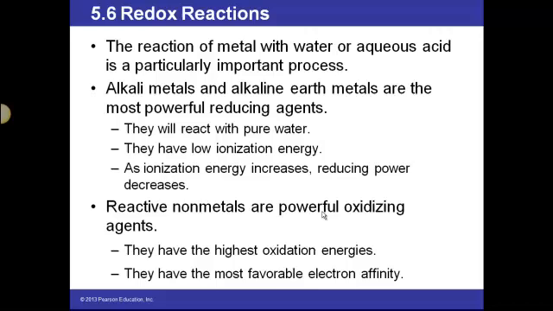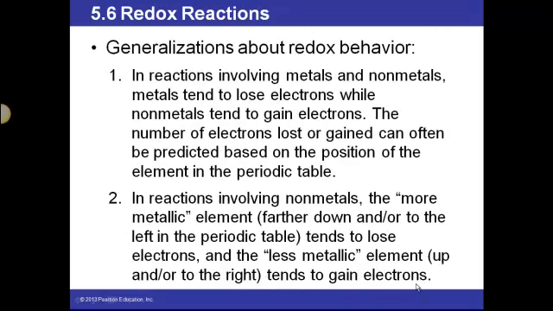So our reactive nonmetals then are going to be powerful oxidizing agents. They're going to be able to rip off that electron from another molecule. They have the highest oxidation energies. They also have the highest electronegativity because they are attracted to the electrons. They want to grab them and gain them. So they have the most favorable electron affinity or the highest electronegativity values on the table.